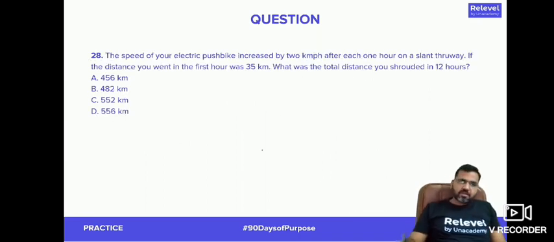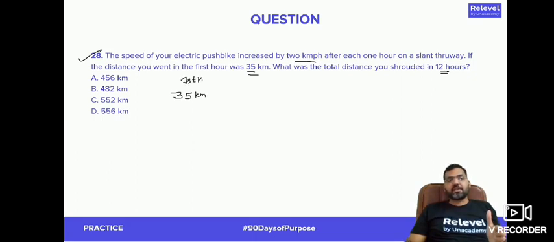Moving on to the next question, question number 28 here. Speed of your electric push bike increases by 2 km per hour after 1 hour on its start. If the distance you went in the first hour was 35, what was the total distance you covered in 12 hours? So in the first hour, the speed is 35 km per hour, right? So in the first hour, you will be traveling a distance of 35, right? That's the distance traveled in first hour. In second hour, the speed gets increased by 2. So in the second hour, the distance traveled will be 37. So in third hour, it would be 39. And this will keep on going.